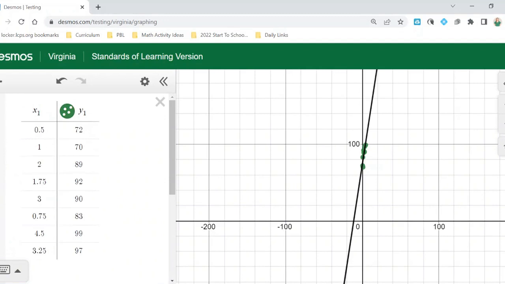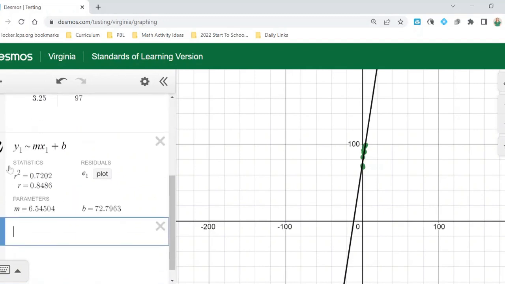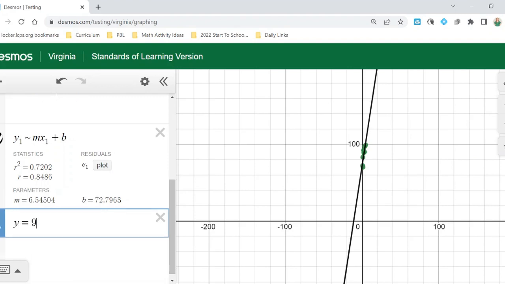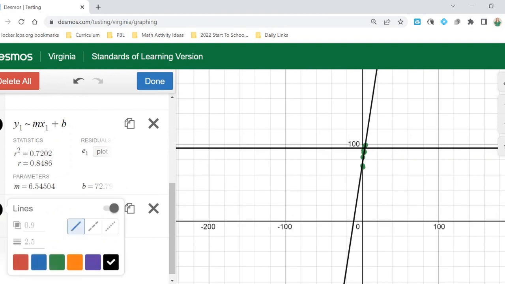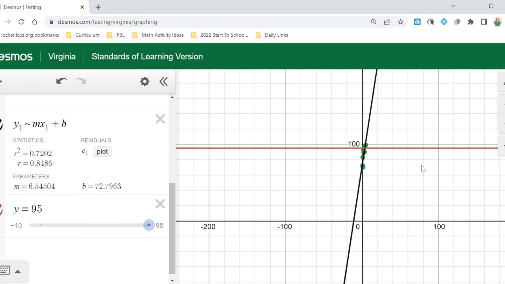So again, I keep my table. I keep my y sub 1 approximately mx sub 1 plus b, since it's a line of best fit question. And I now type in y equaling 95. You see a line comes up on Desmos. I'll change the color. I can hit the wheel and then click on the color to change it. That way it's different than my original line.